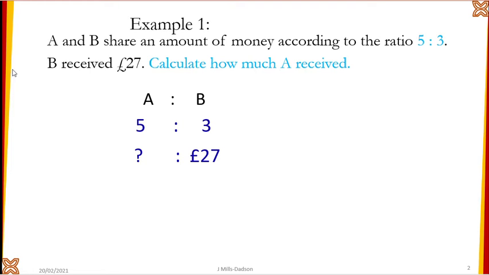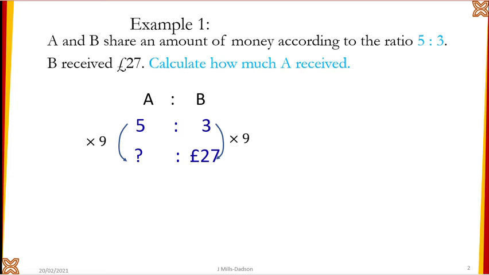Now, the first thing to check is, can you see a connection? 3 has now become 27. What happened? In ratio it is either times or divide. It's neither add nor subtraction. So the connection is times or divide. So you see that if you times 3 by 9, you get 27. And you must do the same to the other side. And that will give you the answer.